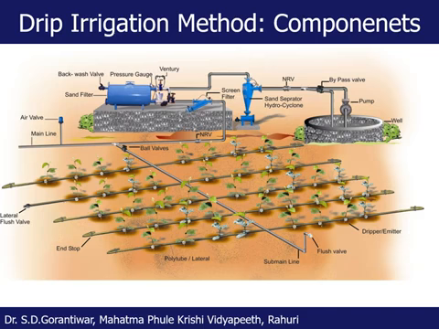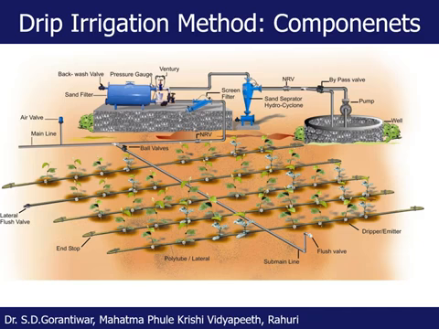Say for example, in case of the drip irrigation method, the emitting device is a dripper emitter, so it emits the water in the form of discrete droplets over the soil surface actually. In case of the subsurface drip, instead of applying the water in the form of discrete droplets over the soil surface, it is applied 10 to 15 centimeter beneath the soil surface.